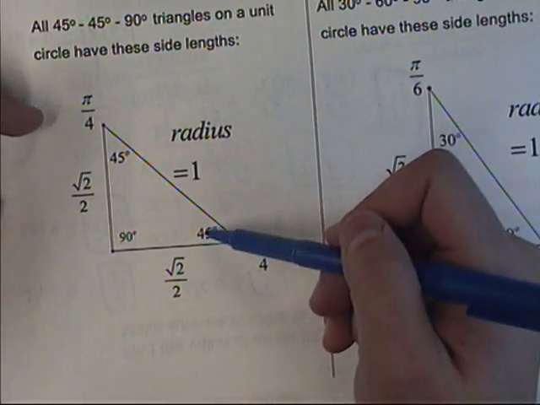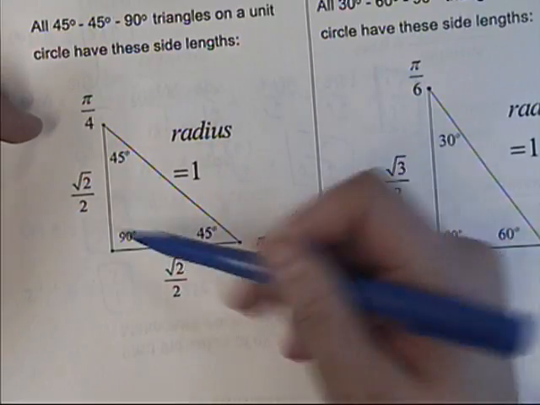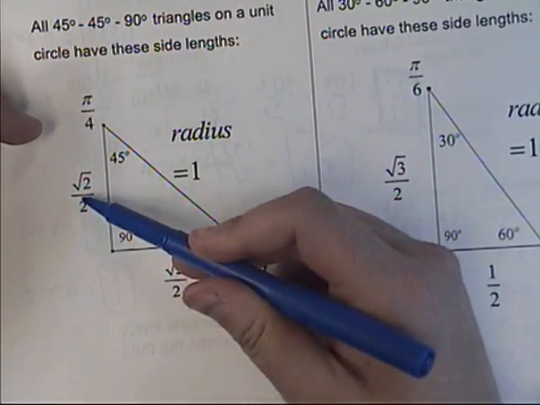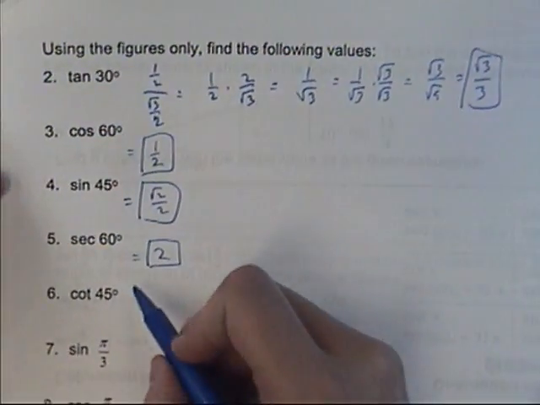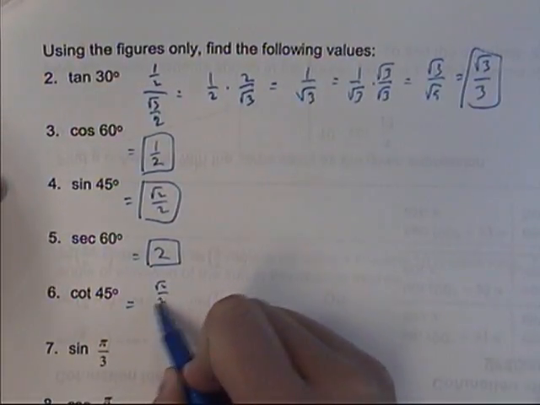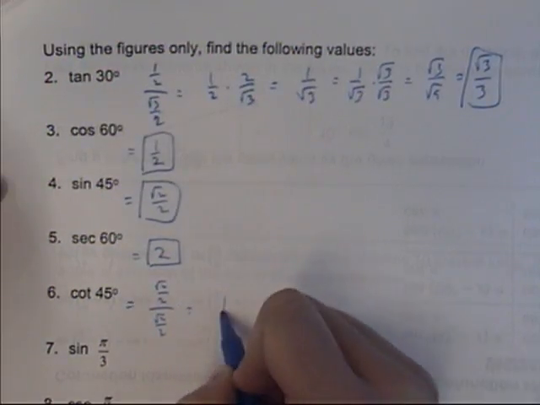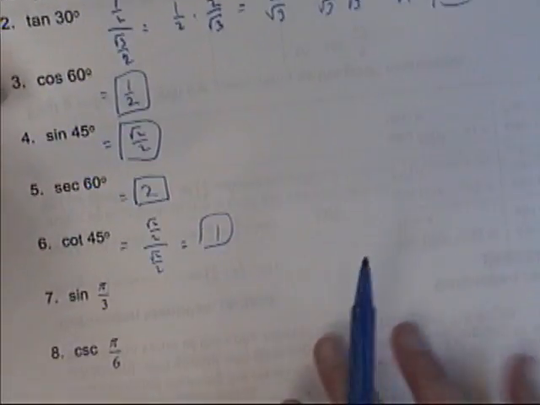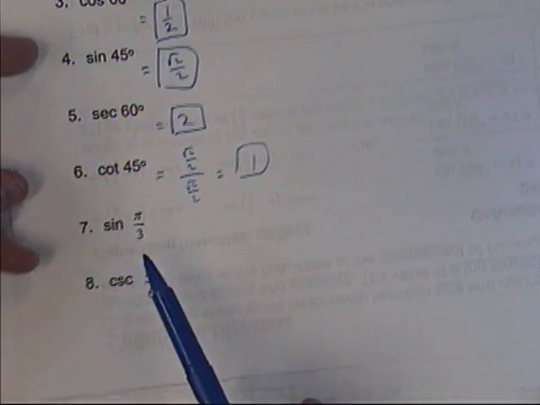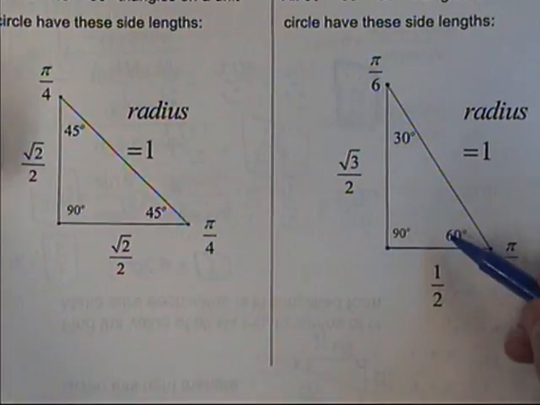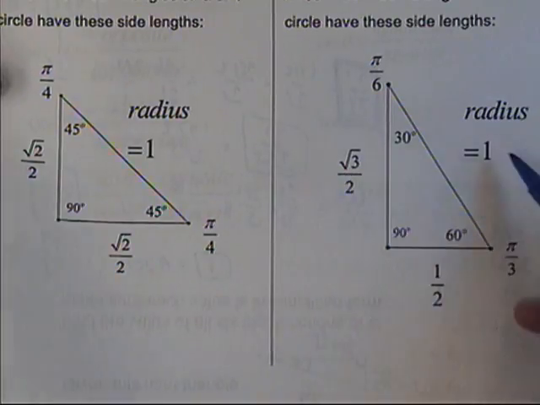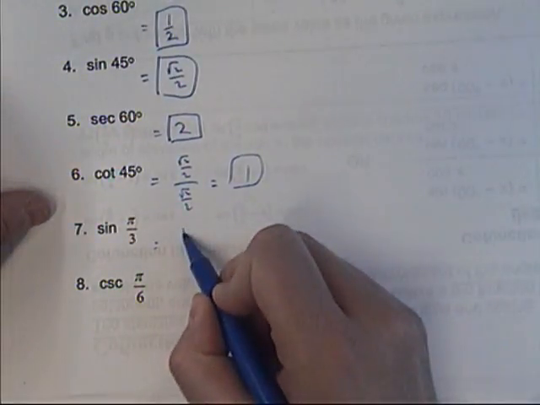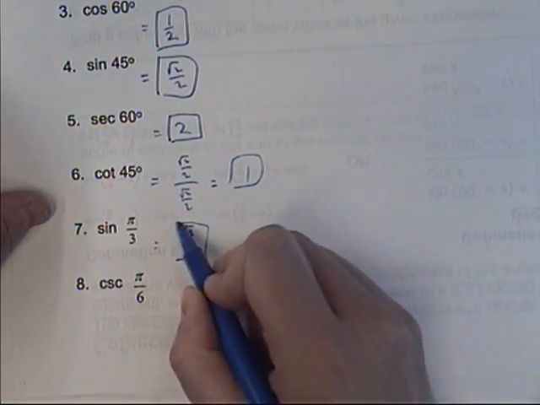Cotangent of 45 degrees? Well, cotangent is adjacent over opposite. So that would be square root of 2 over 2 divided by square root of 2 over 2, which is just 1. Sine of pi over 3. Now remember, pi over 3 is 60 degrees. So that would be opposite over hypotenuse. So that's square root of 3 over 2 divided by 1, which is square root of 3 over 2.